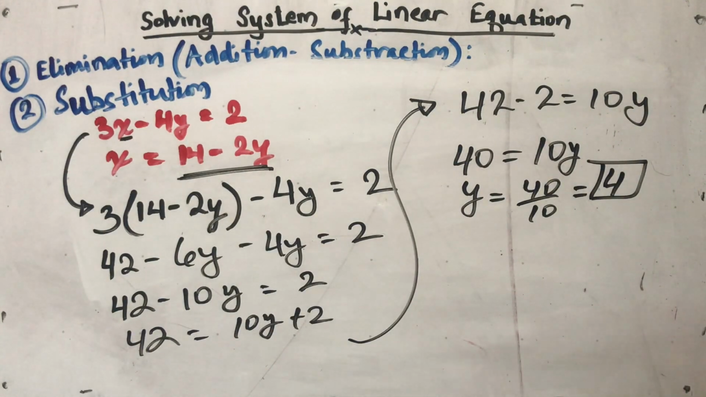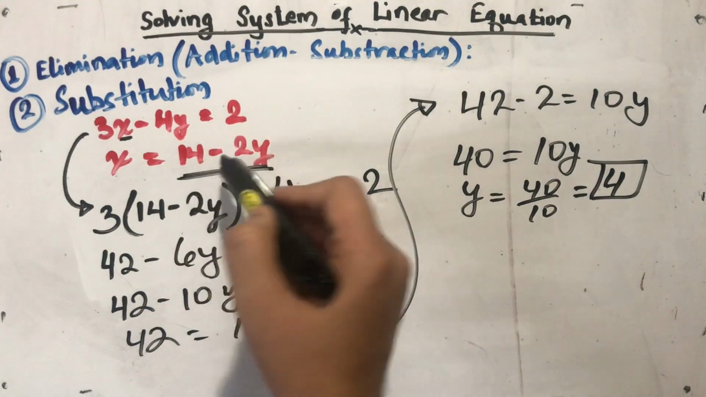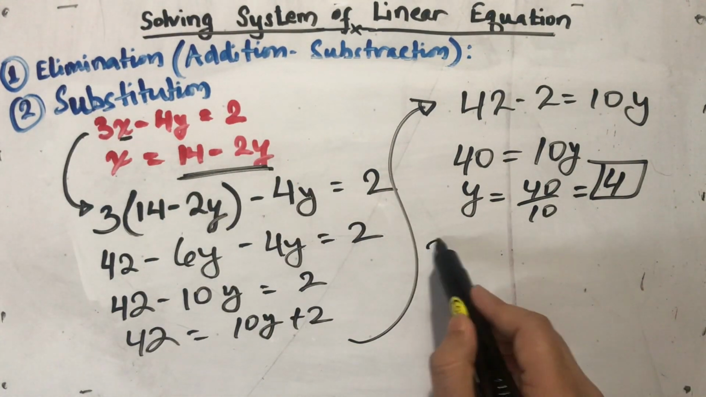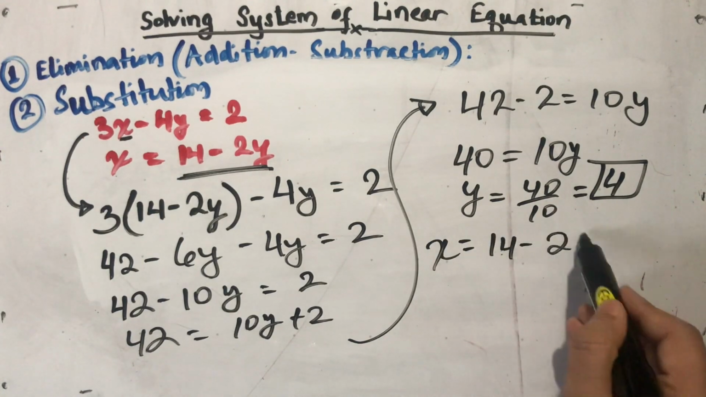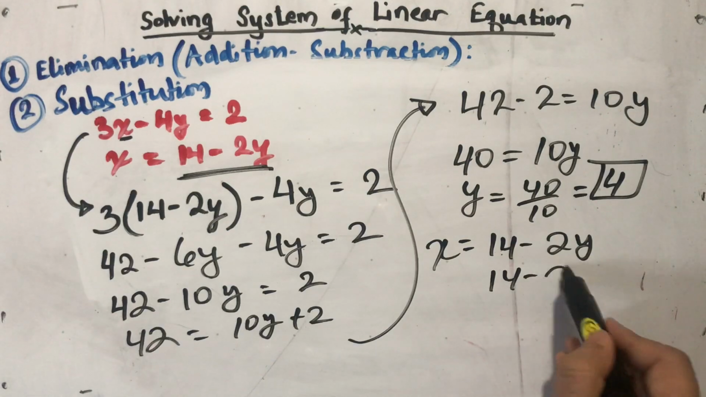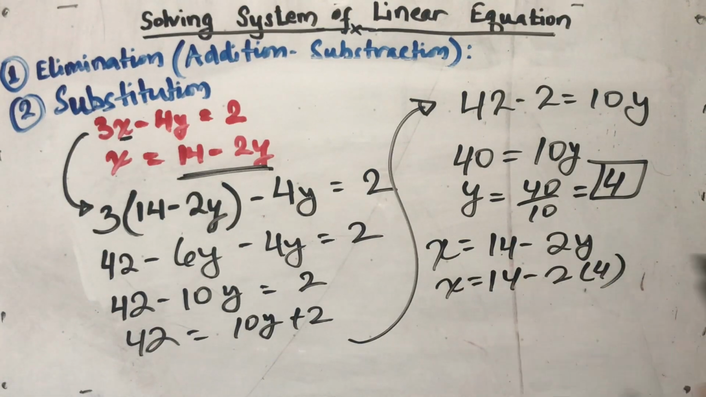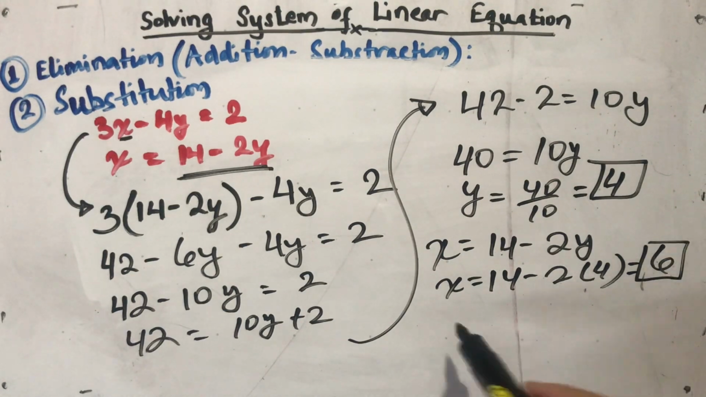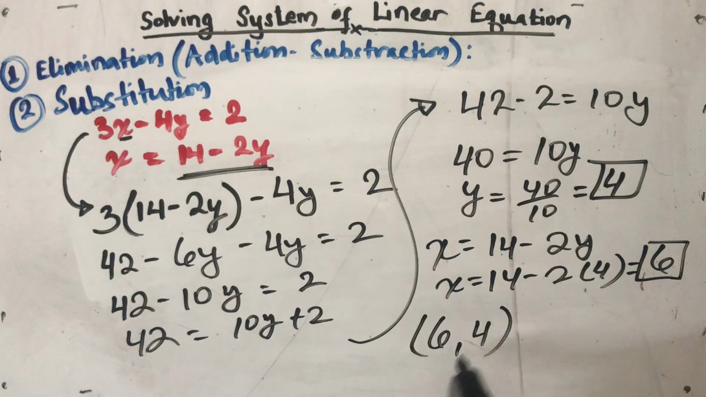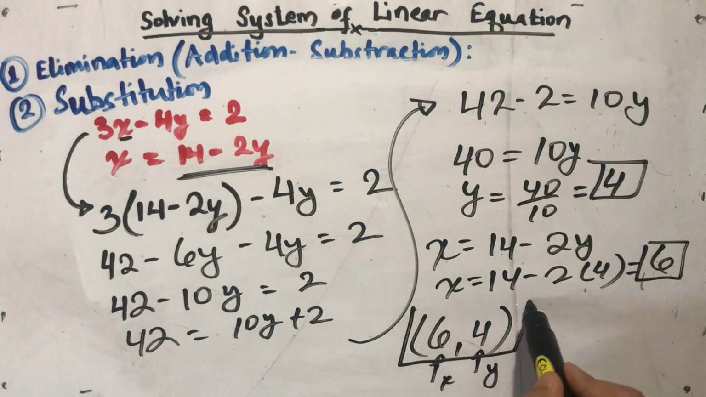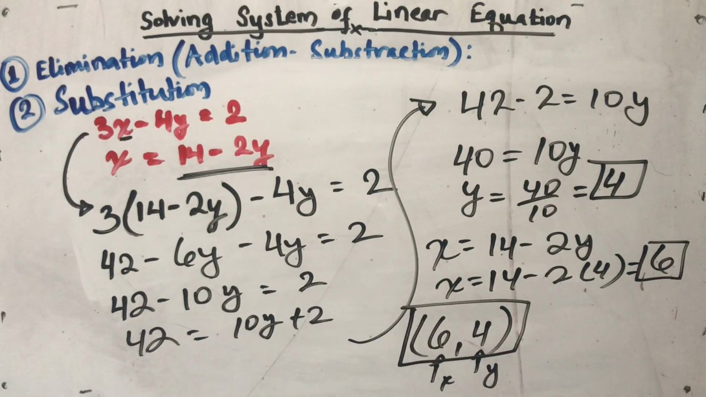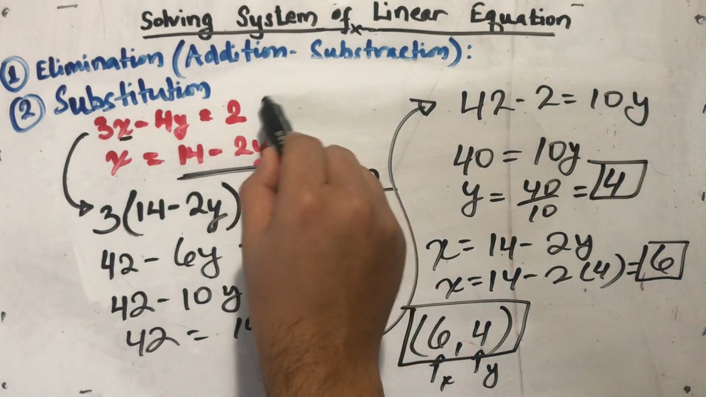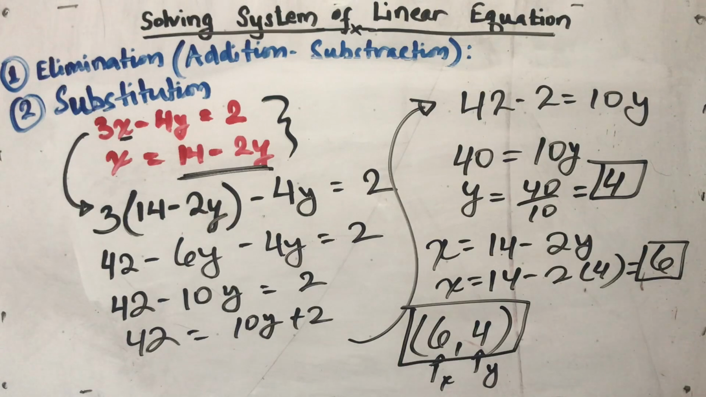Now to find the value of x, just plug this value of y into either of the equations. Since the second one is straightforward, let's just use that one. x equals 14 minus 2y, which is 14 minus 2 times 4, and when you solve that you should get 6. That's the value of x. And again, to write in coordinate form, all you do is write (6, 4). This is x and this is y. All right, that's your answer. To check back, plug both x and y into both of these equations and see if the equations are satisfied.